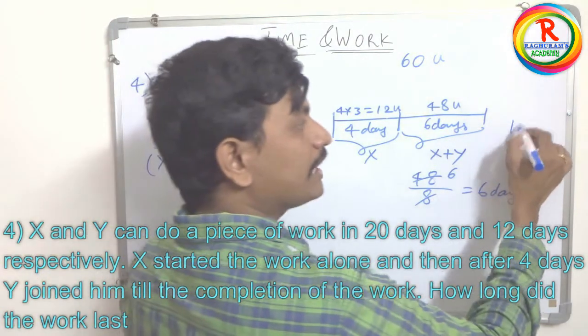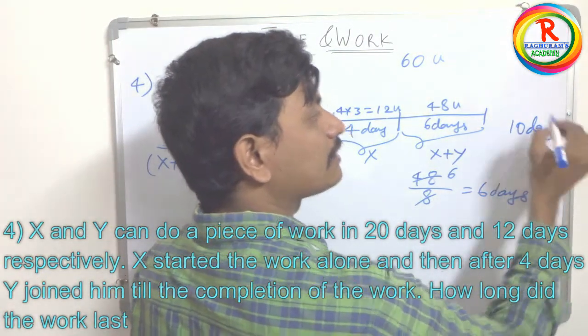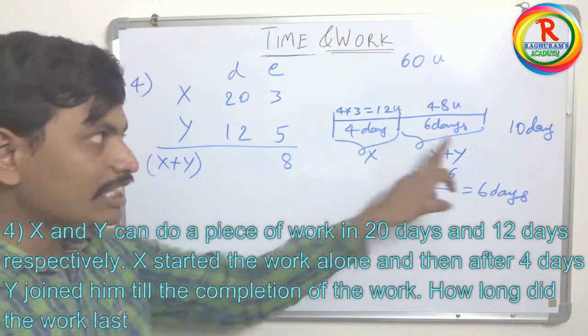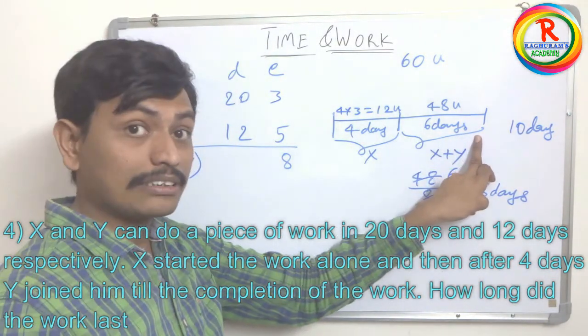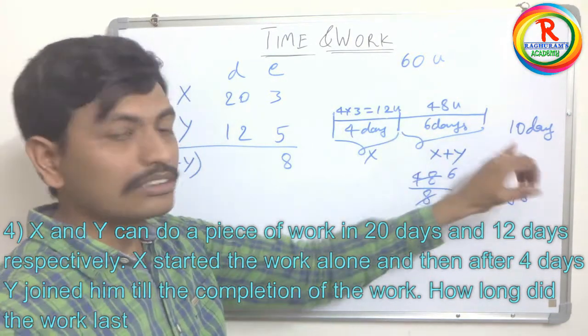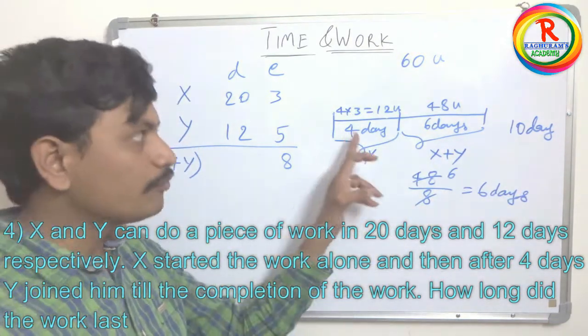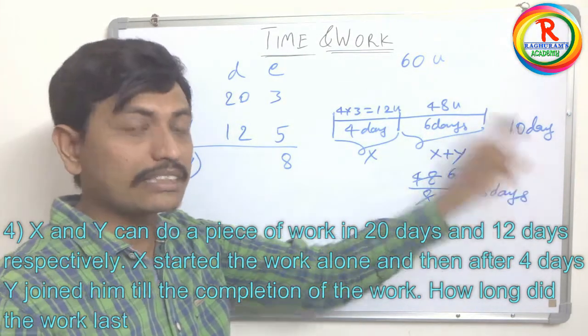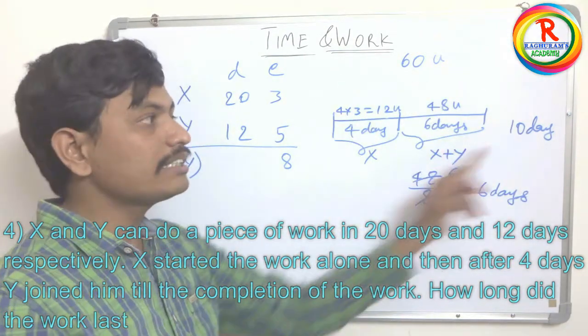So total how many days? 10 days. If the question is, remaining work can be completed in how many days? If the question is like this, the answer is 6 days. If the question is how long did they work, we need to find the total, that is 10 days. Here in this problem the answer is 10 days.